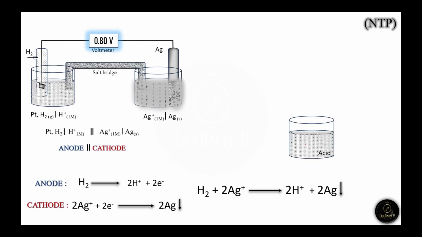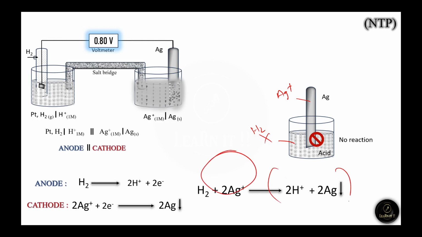So if we take the acid and if we put the silver, then there will be no reaction, because silver wants to gain the electron and H plus wants to undergo oxidation, but here H2 is not there, and here no Ag plus. So that's why there is no reactant side, only products are there. So the backward reaction is not possible.